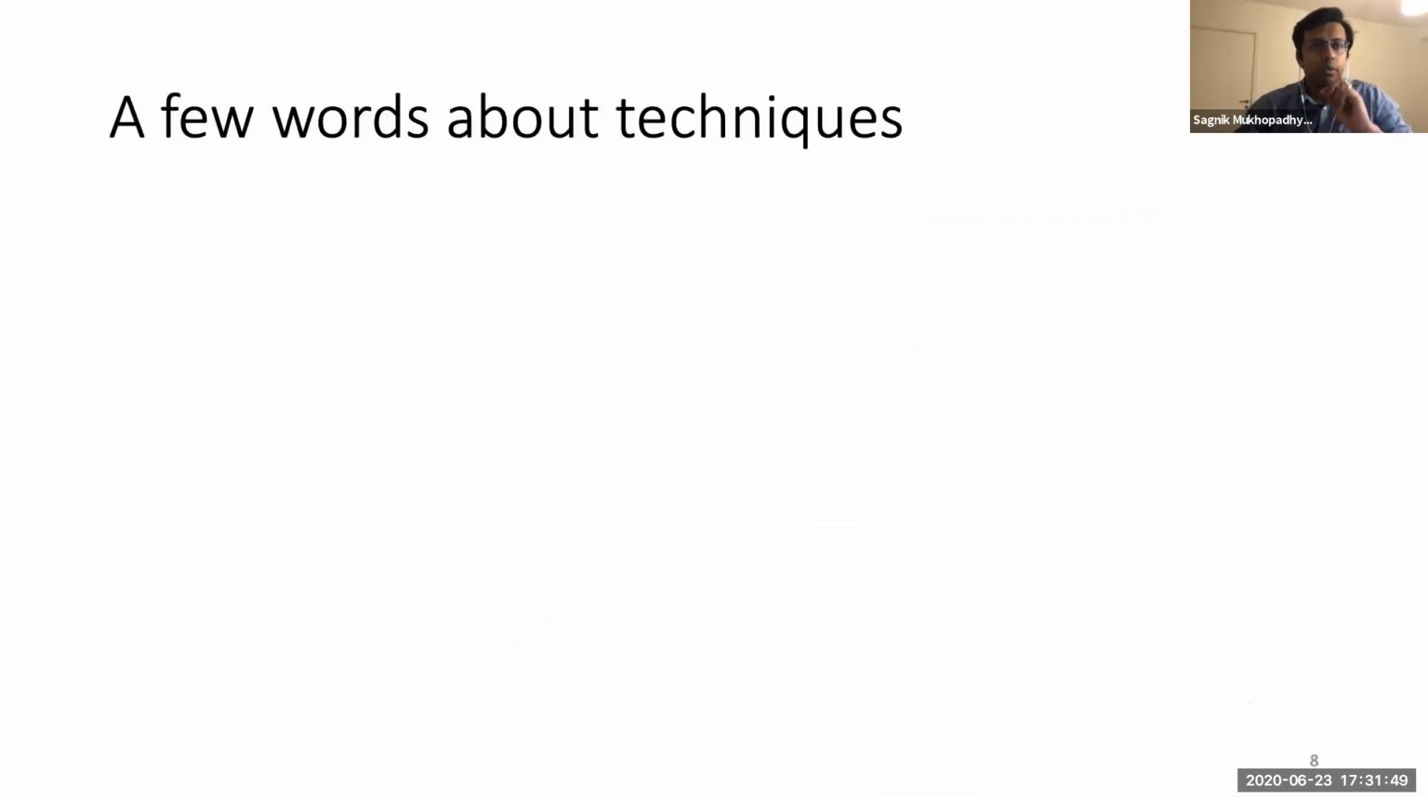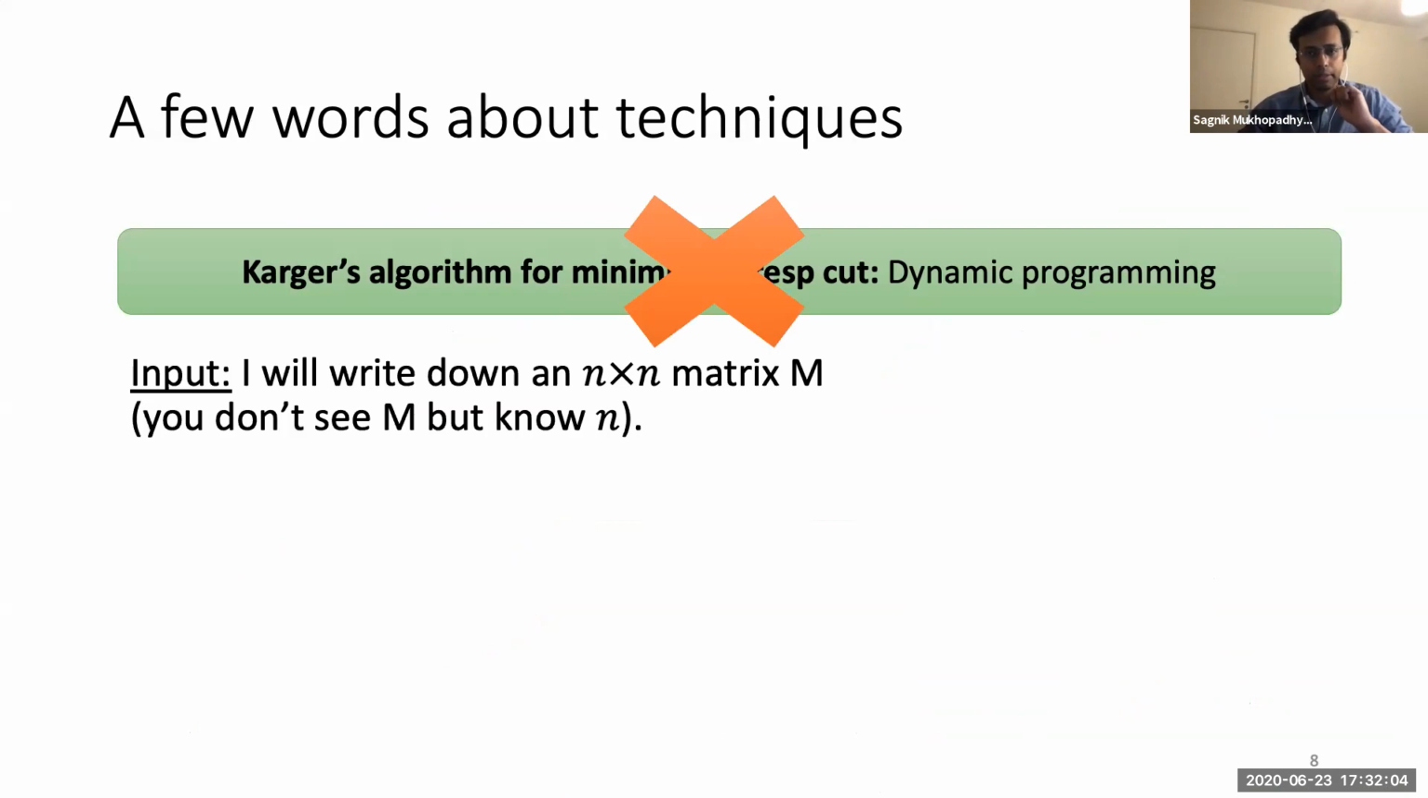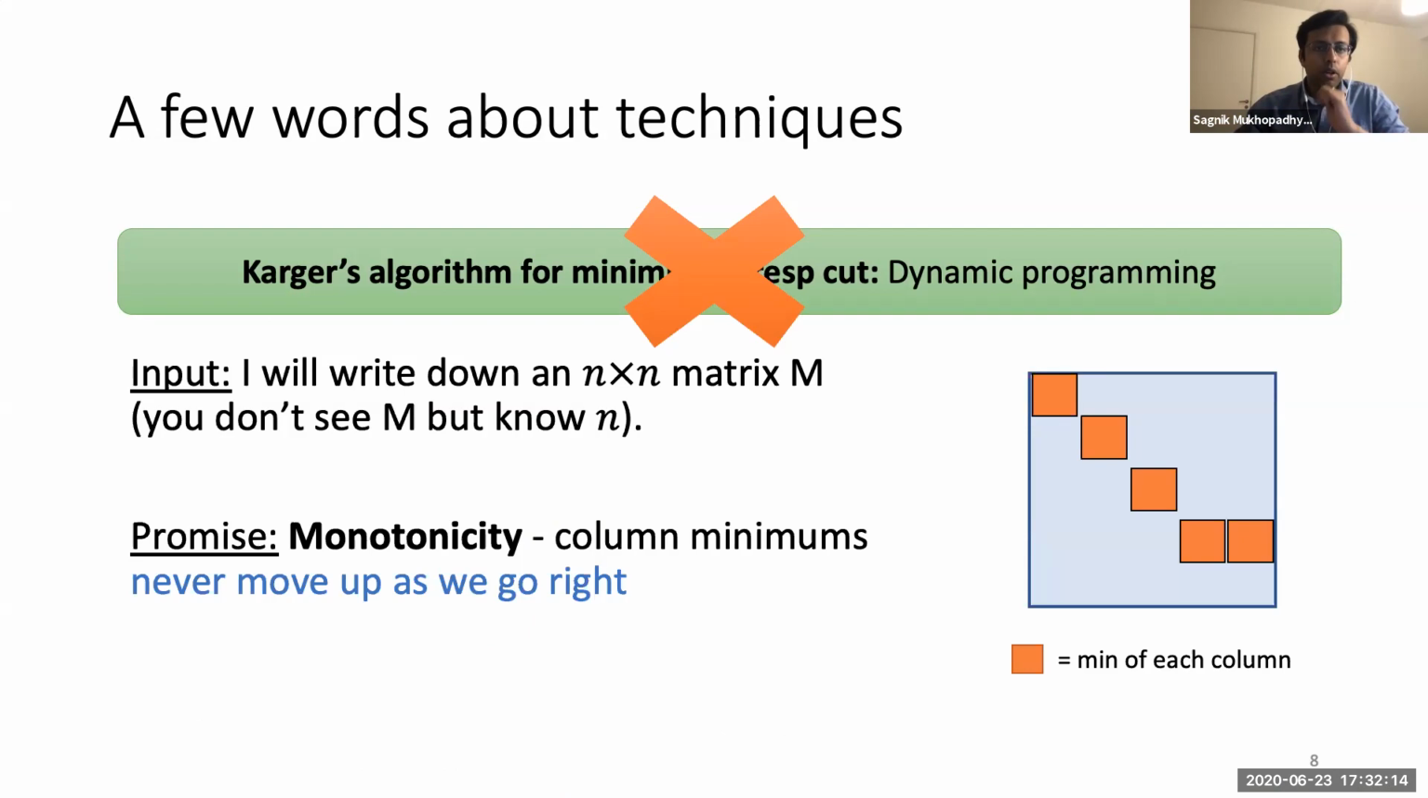So I will just say a few words about the technique. As mentioned before, David's algorithm uses dynamic programming, which we try to avoid. And so we use a much simpler algorithm. And to this end, I will just put forth a puzzle to you. This is a matrix min-entry puzzle. The input is an n cross n matrix, M, which is with me. You don't see M, but you know the dimension n. I will also make the following promise to you: that the column minimums, which are the orange boxes in the matrix, never move up as we go right. This property of the matrix is known as the monotonicity property.